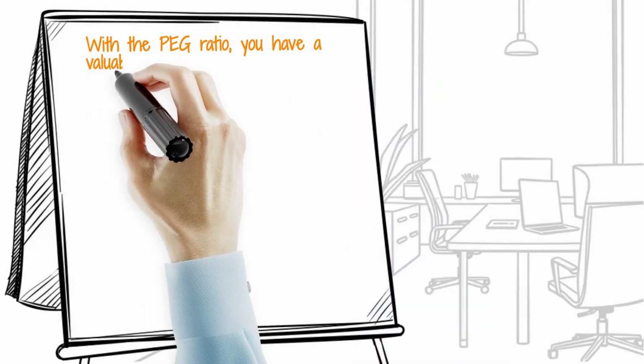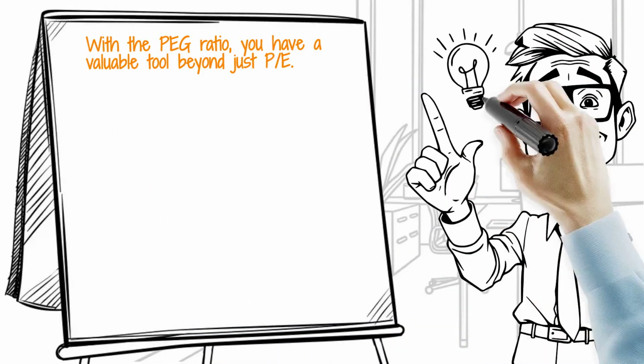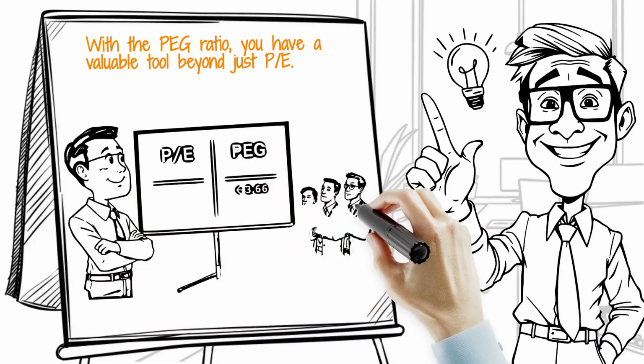While most people get stuck on the flawed PE ratio, you now have a tool that gives you an edge. By dividing PE by expected growth, the PEG ratio gives you a forward-looking perspective on value.